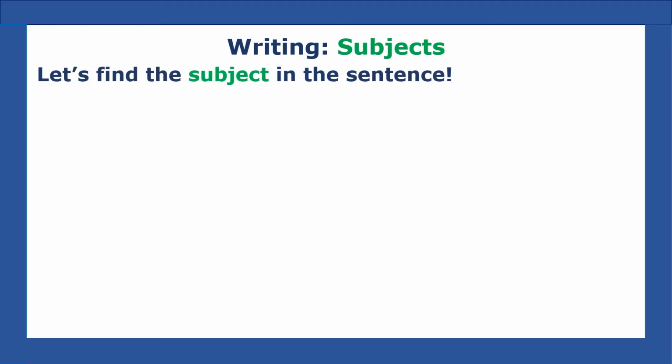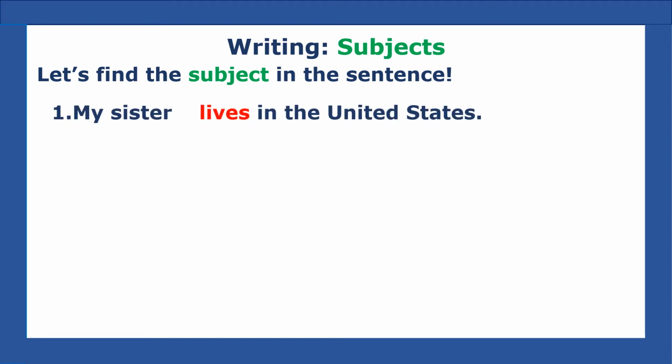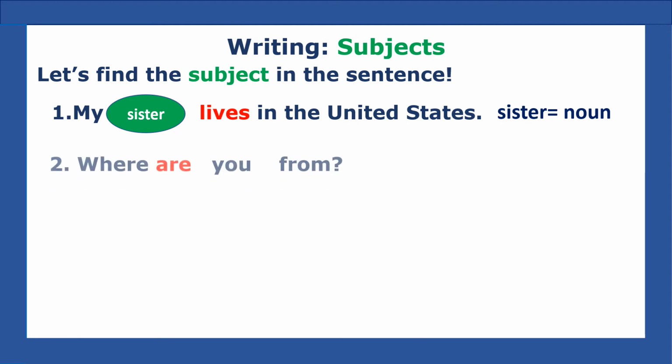Let's find the subject in the sentence. Number 1, my sister lives in the United States. What's the verb? Lives. And who lives in the United States? That's right, my sister. So my sister is the subject. And sister, what part of speech is sister? Sister is a noun.